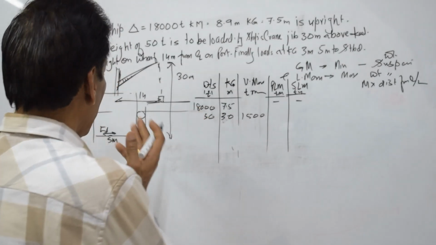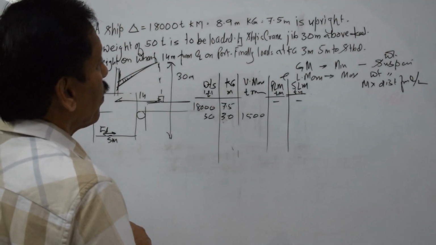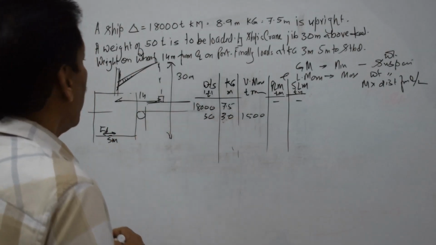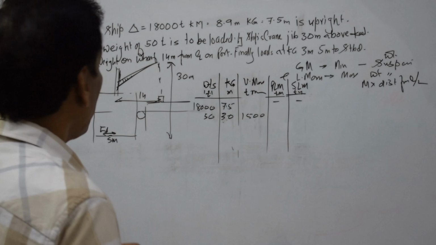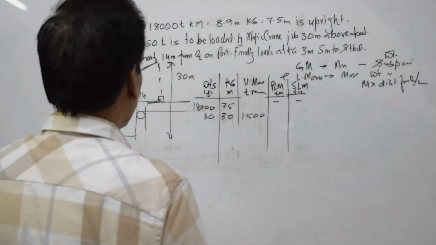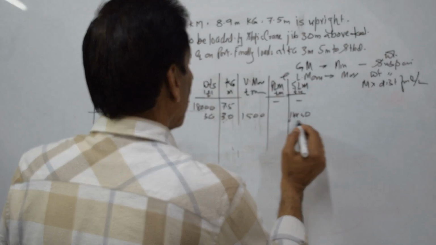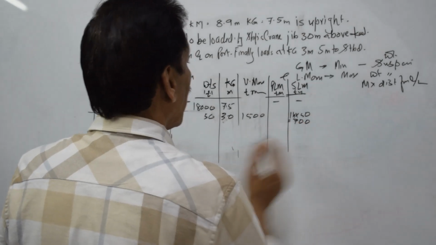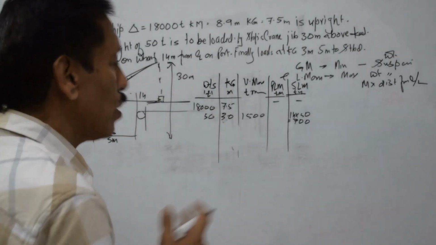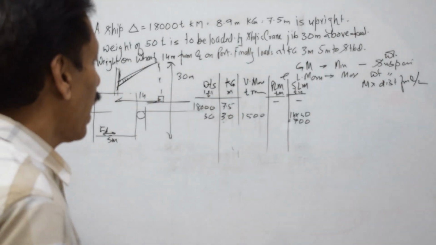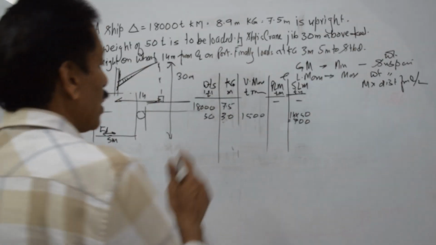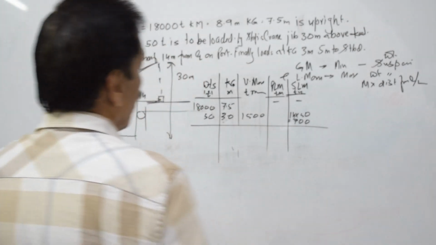Now we are seeing the ship from the front. Now this weight is on the port side by 14 meters. So the listing moment is 14 into 50, that is equal to 700 tons meters. This is the listing moment that is caused. And let us see what is the GM of the vessel.